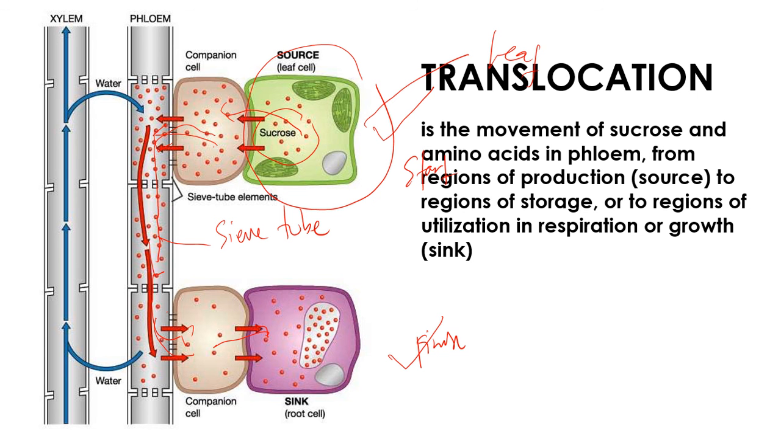This process is what we call translocation. Again, it is the movement of sucrose and amino acids in phloem from regions of production, which is the source, usually found on the leaves, to regions of storage or to regions of utilization in respiration or growth, which we call the sink.